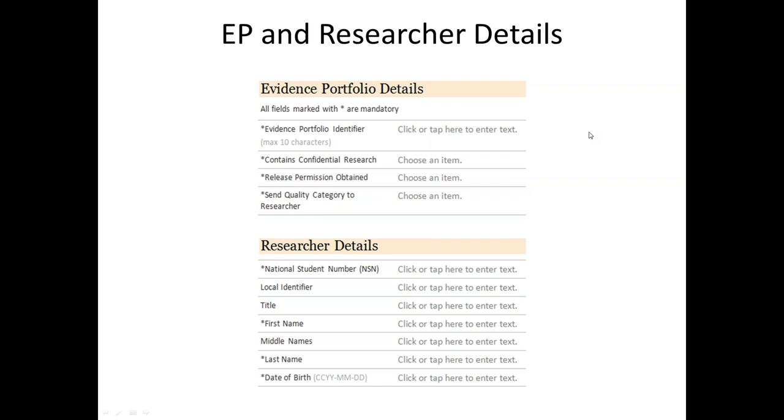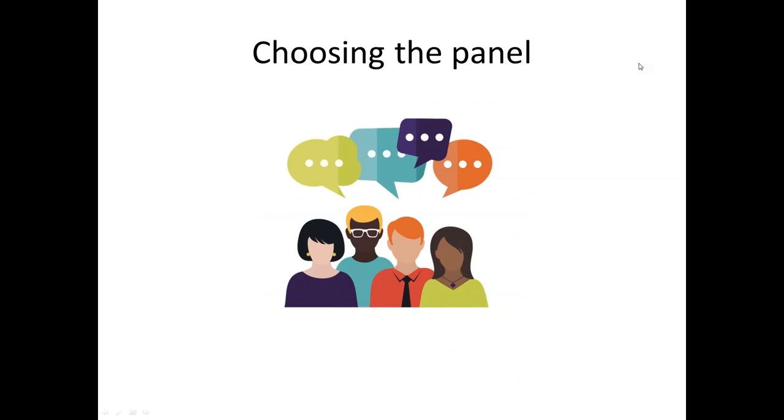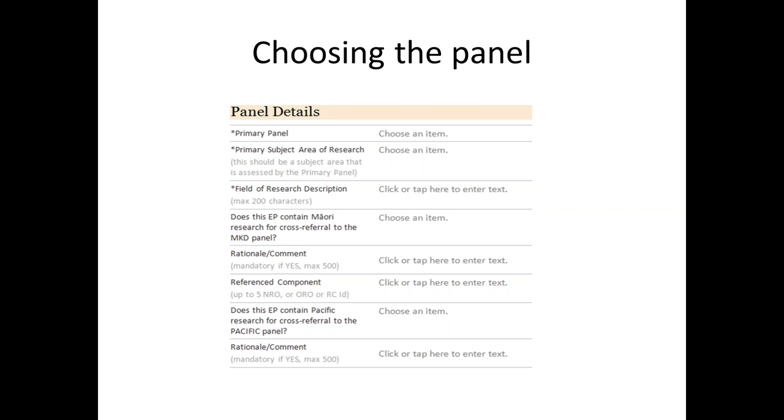Okay, choosing the panel, very important. And here's another screenshot. Okay, the purpose here, of course, is to ensure that the right panel is looking at the EP. Each EP must nominate a panel and a PBRF subject area. So this is the best fit for the majority of the research outputs, particularly the NROs, the nominated research outputs. Important to remember that with the exception of the Māori Knowledge and Development Panel and the Pacific Research Panels, TEOs cannot request a cross-reference. So this is different from last time.